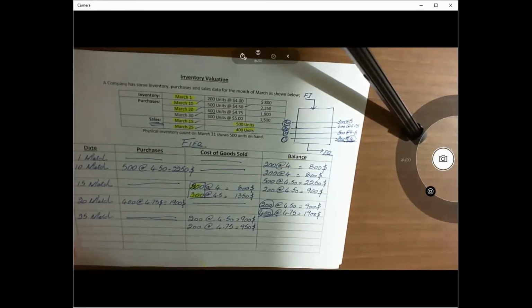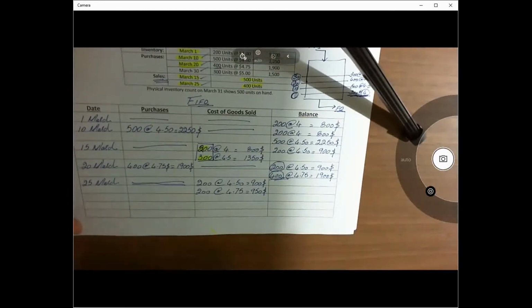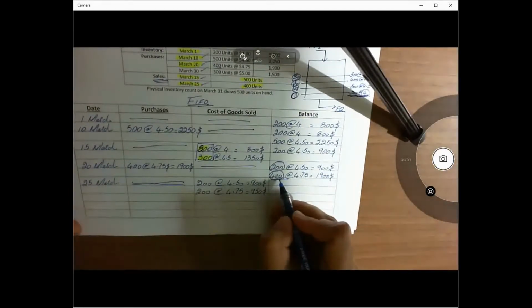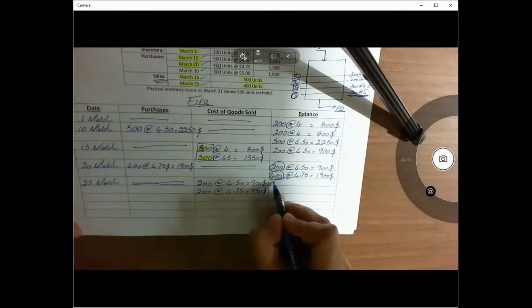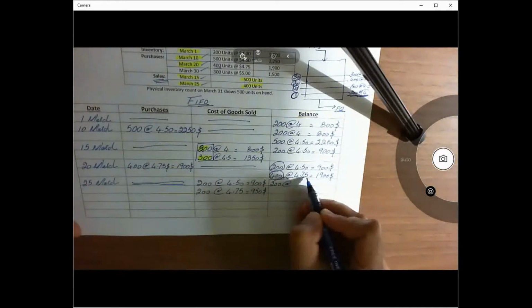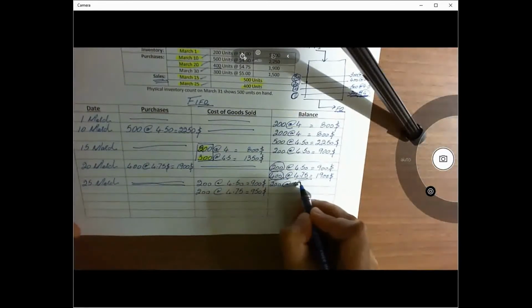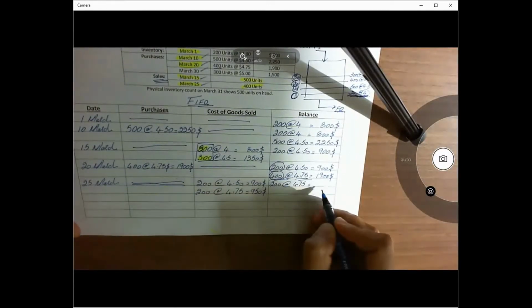So this was our balance. Now after selling 200 of these units, we are left with this 200. But which unit? This unit or this unit? We are left with these units at 4.75. So 200 times 4.75 is going to give you $950.